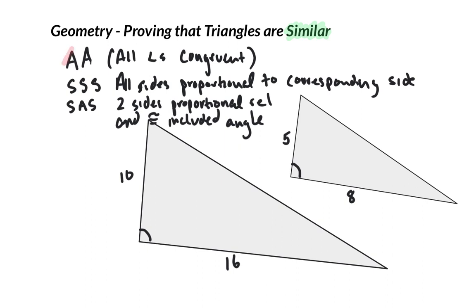Okay? These are the three ways that you can prove that triangles are similar. Figure out the angles are congruent, figure out all the sides have a multiplier that transforms, and it's got to be a common multiplier, the same for all the sides. And finally, if we have two sides that are proportional, but the angle between them is congruent, we can prove triangles are similar.